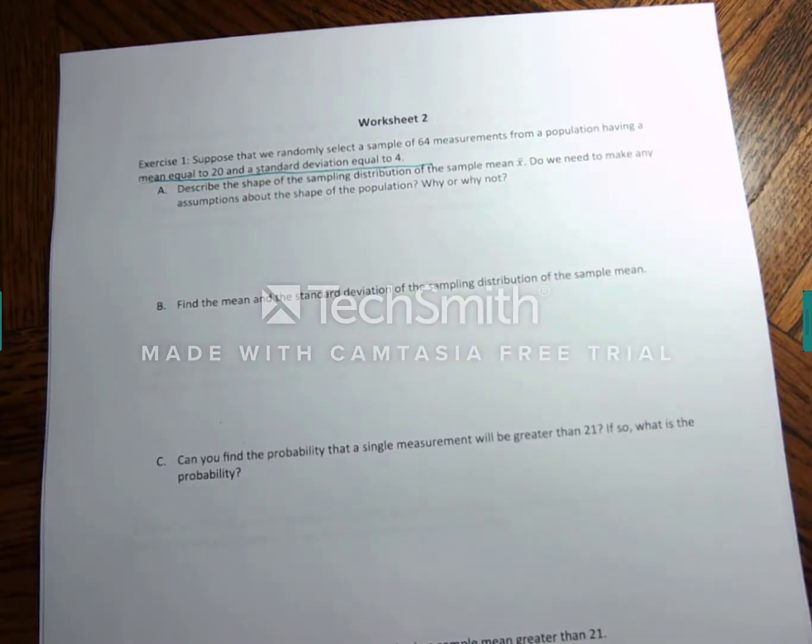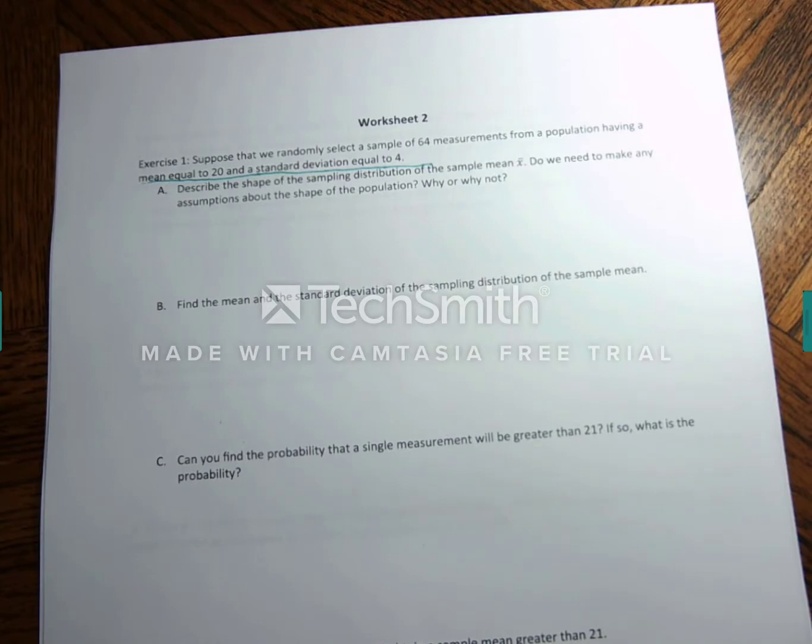In part A, it says describe the shape of the sampling distribution of the sample mean x bar. Do we need to make any assumptions about the shape of the population? Why or why not? Remember that when working with the sample mean x bar, there are two different conditions that we could have to know what the shape of the sampling distribution is. We either need the population distribution to be normal, or we need a sample size that is large enough for the central limit theorem to apply.